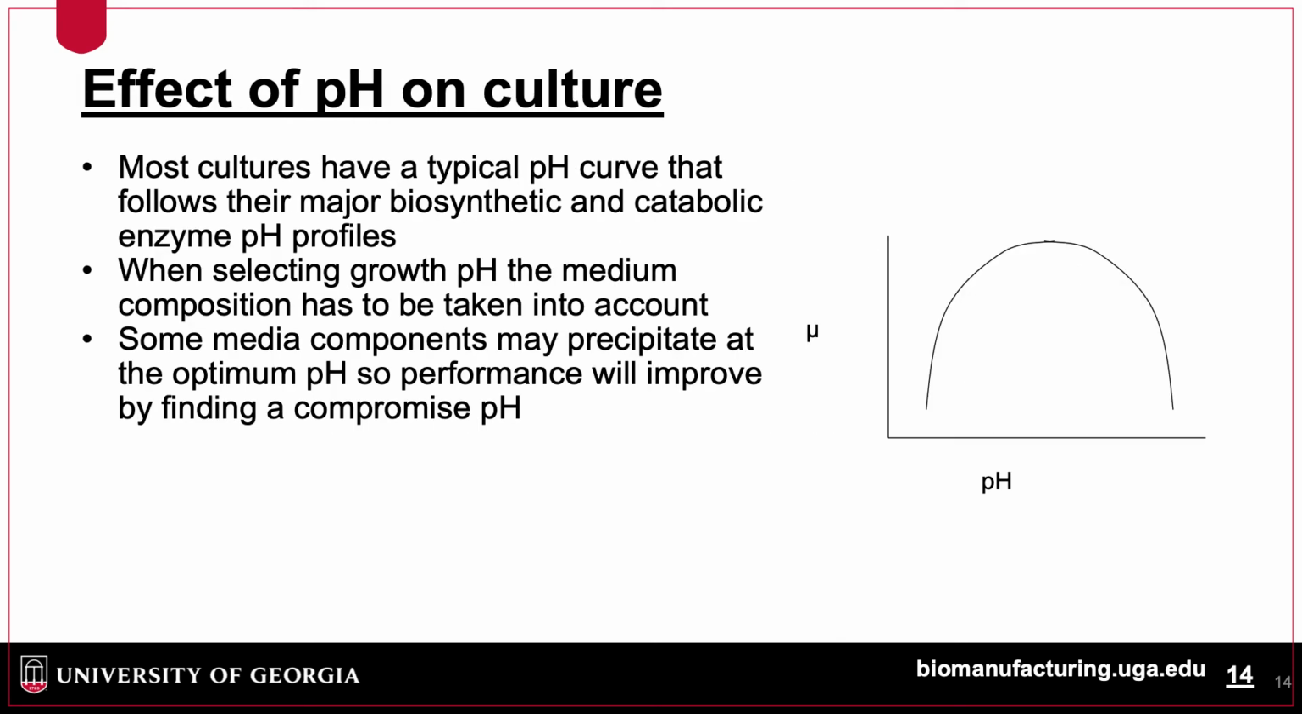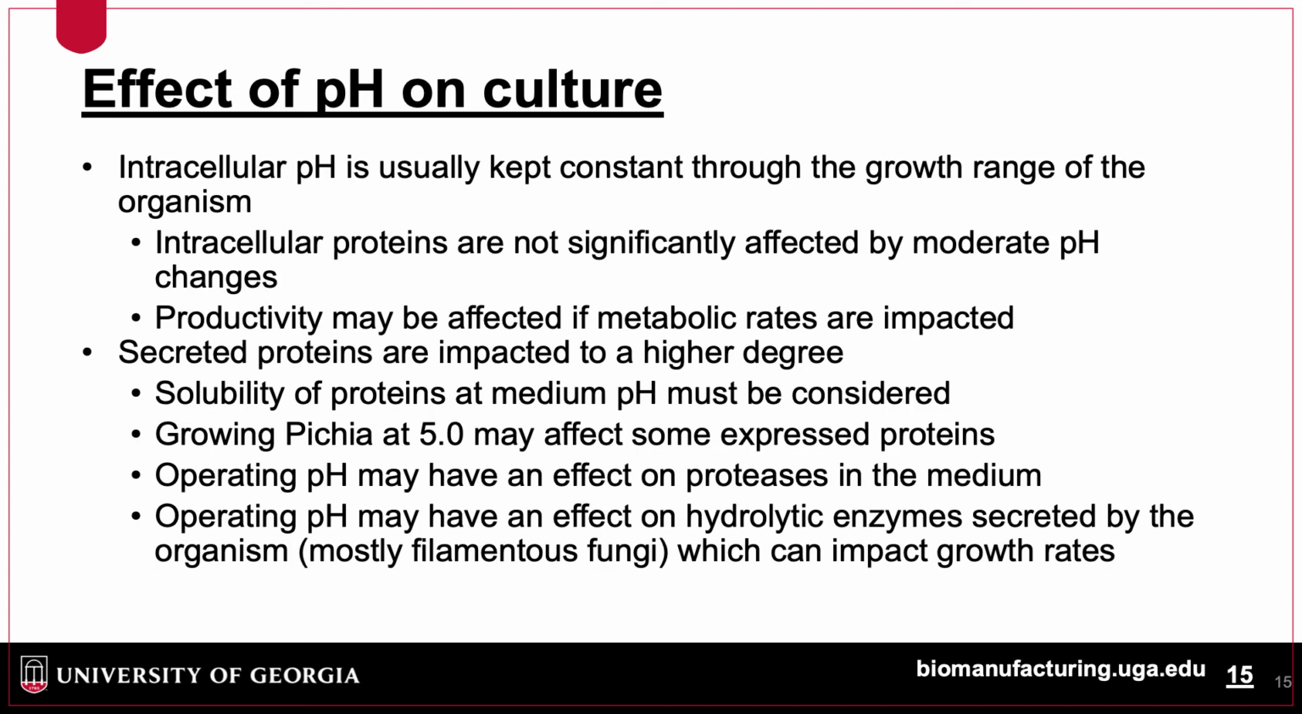Organisms typically operate under a pH curve where too high or too low pH can cause growth rates to slow or cell death. In addition, some media components are pH sensitive and can precipitate at the wrong pH. Cells self-regulate intracellular pH, so proteins produced inside cells are not affected by changes in the pH of the media. However, secreted proteins are. For example, Pichia typically grows at pH 5. In addition, pH can also affect protease activity, which can impact cellular yield.